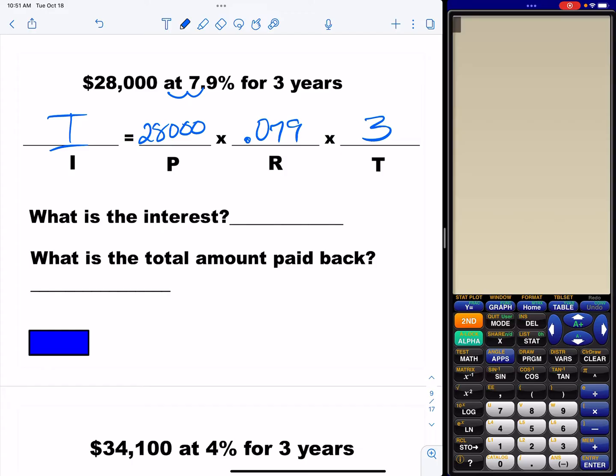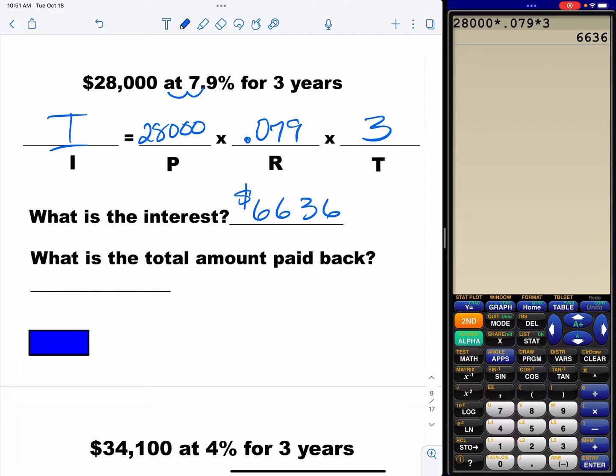So once you write all that stuff down, you then type it into your calculator. Now I'm using a slightly different calculator than what we've used in class. This kind of shows you that you can use any calculator for this. So you type in 28,000 times 0.079 times 3, hit enter, and you end up with $6,636 for interest. Because it is money, the label that we're going to put on it is a dollar sign.